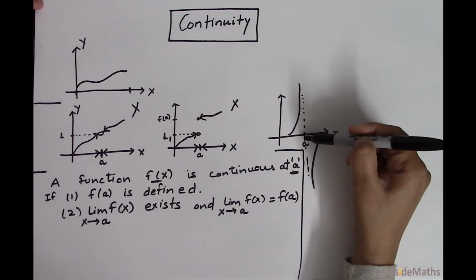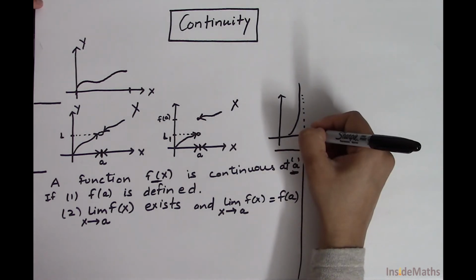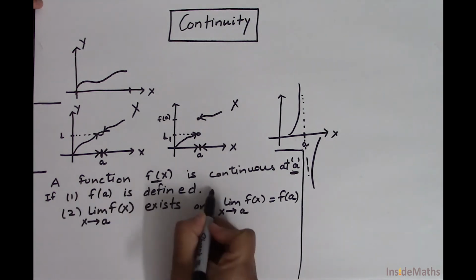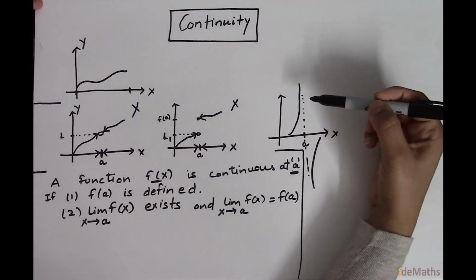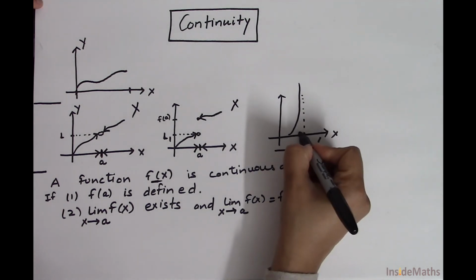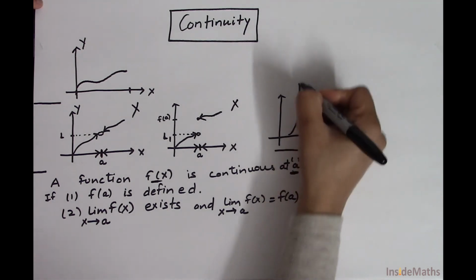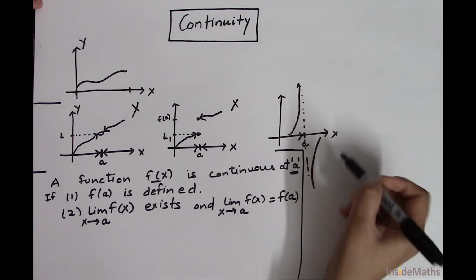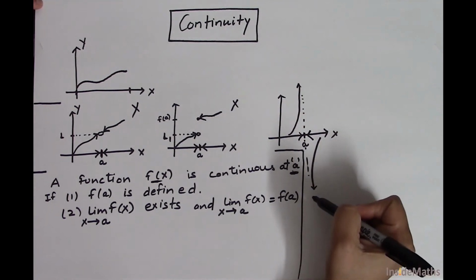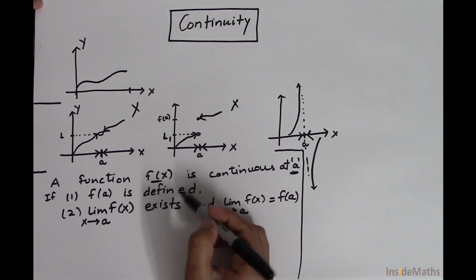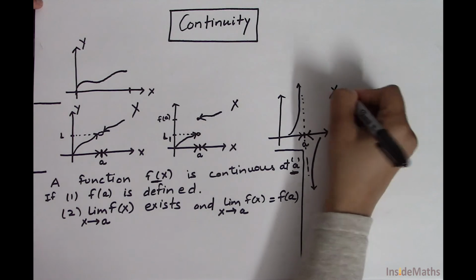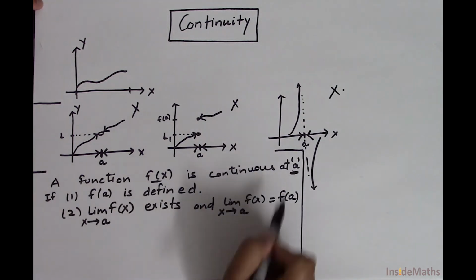In this case also, at point A, f of A is not defined. So the first condition is not holding and the second condition is also not holding, as when x is approaching A from the left side, the function is approaching positive infinity. When x is approaching A from the right side, the function is approaching negative infinity. So in this case, both the conditions are not true. So this function is also not continuous by this definition.